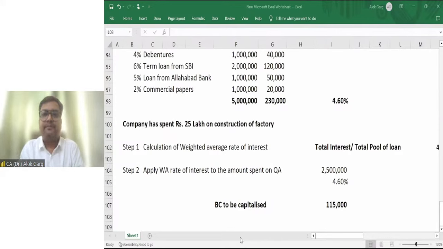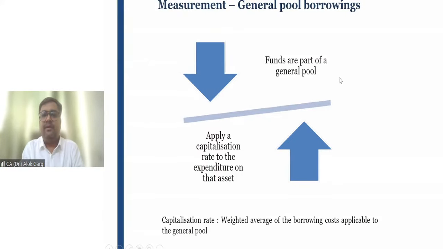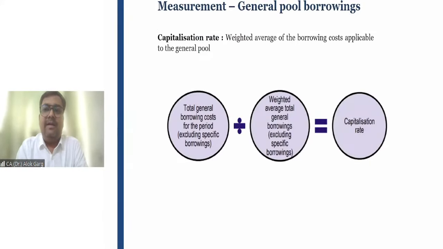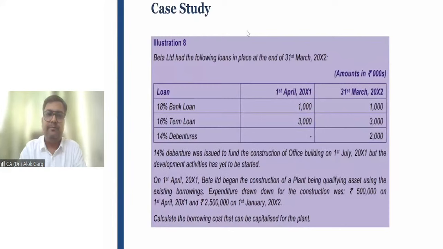Very good. So let me again go back to my presentation and let's discuss one of the case studies. This part we have discussed. Capitalization rate is the weighted average rate of the borrowing of the general pool. So total interest cost divided by total borrowing will give you the capitalization rate. Let's discuss this case study.